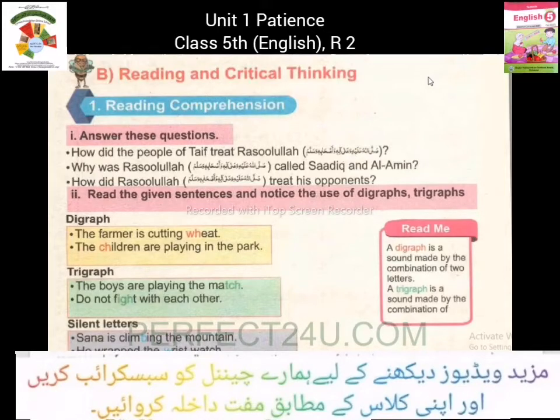Next, silent letters. You well know what silent letters are: those letters that are present in words but are not pronounced. In these sentences, Sana is climbing the mountain. So here in the word climbing, the B is silent. He wrapped the wrist watch. So here in the word wrist, W is a silent letter.